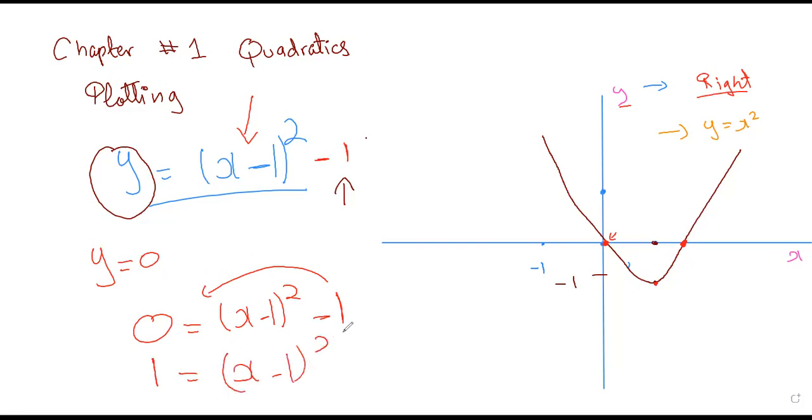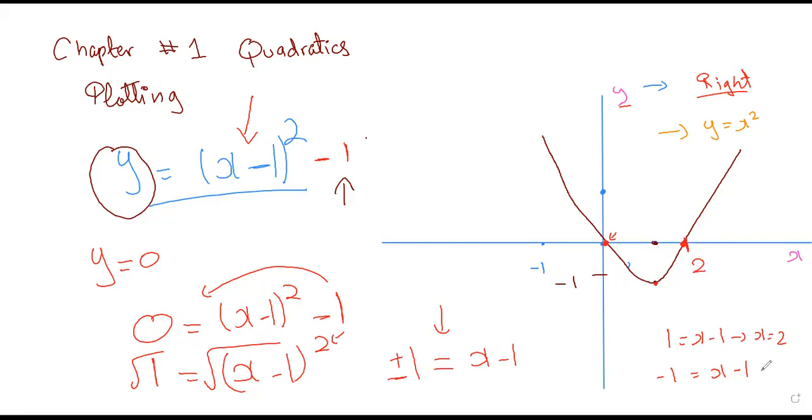In order to get rid of the square, I will take the square root on both sides, and this will give me plus minus 1 equals x minus 1, right? Now this is not one equation. These are two equations, which can be written as 1 equals x minus 1 and minus 1 equals x minus 1. So for this one, we will get x equals 2. This means this x would be 2. And for this one, we will get x equals 0. This means this x would be 0, right?